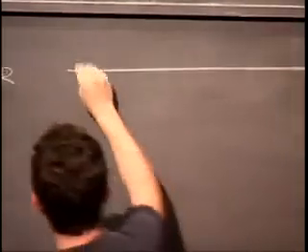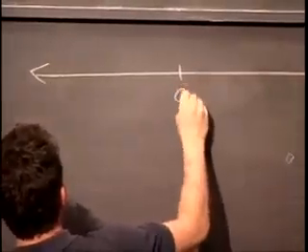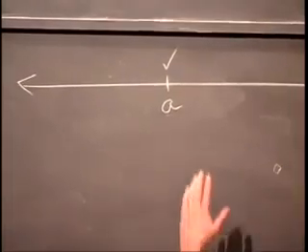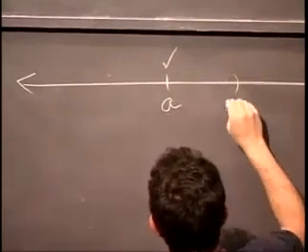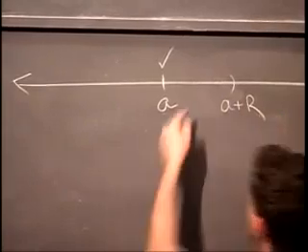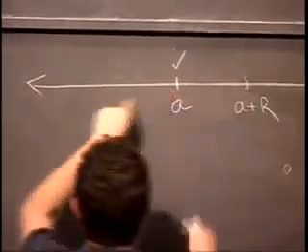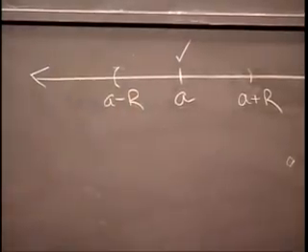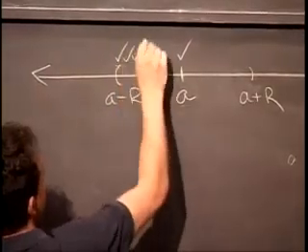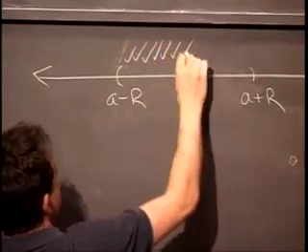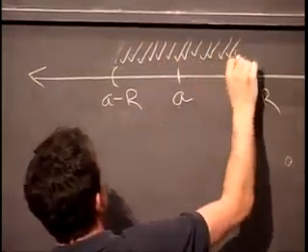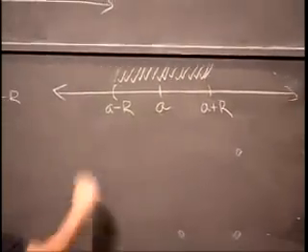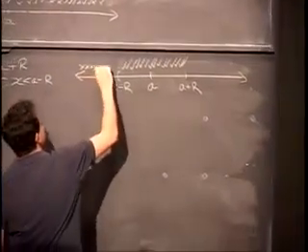Here's the way to see it. Draw the number line. Here's a, that's the center, and we know it's always good there. There is some number r where if you go r that way or r this way, you are good inside here. So the check means that the series converges for those values of x if you were to plug them in. And it diverges outside.